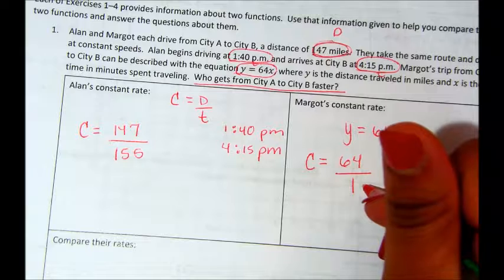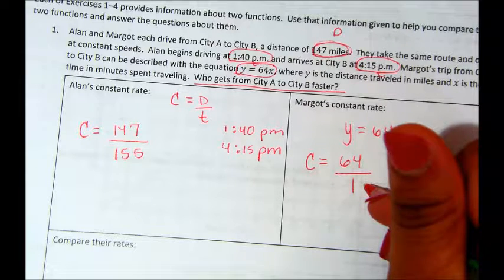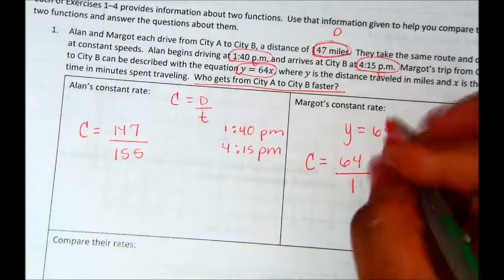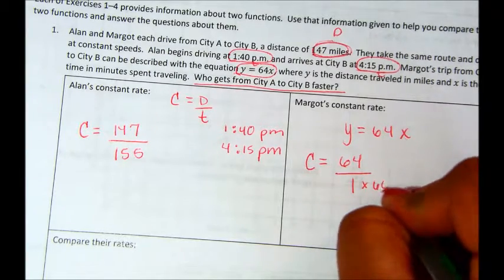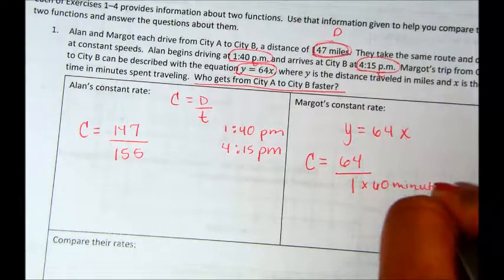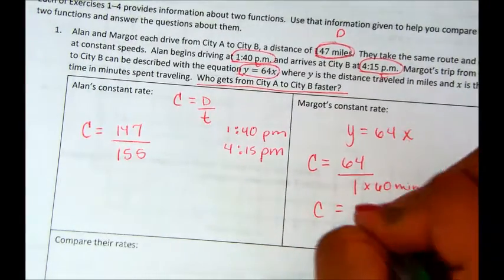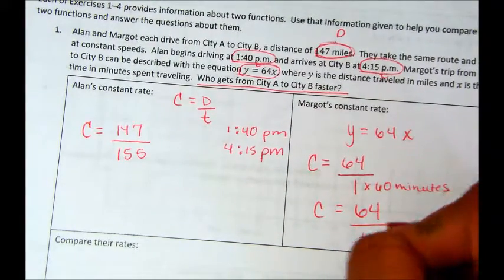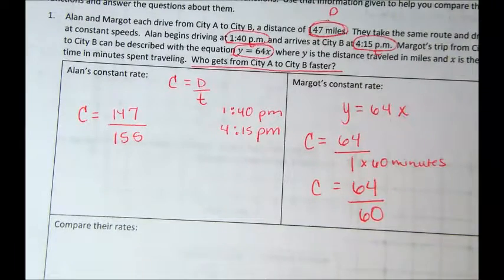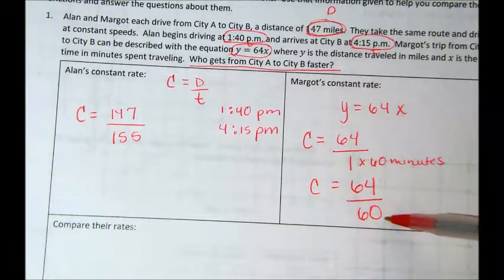But remember, that's correct if my time was in hours, but I want to make sure my rate is calculated in minutes. So I'm actually going to multiply this by the minutes that are in 1 hour. So Margot's rate is actually 64 divided by 60.